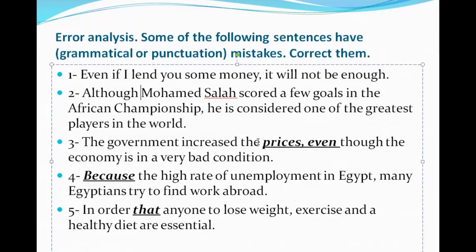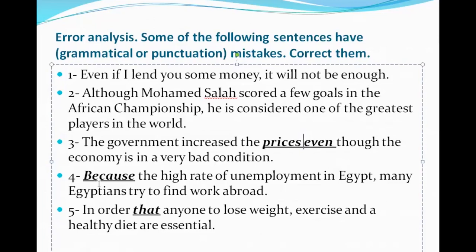Number 3, the government increased the prices, even though the economy is in a very bad condition. The mistake is related to the comma here. As we said before, when you have a subordinator in the middle of the sentence between the 2 clauses, you can't use a comma before it. The only exception is the word while if it means 2 contrasting ideas. So the comma needs to be removed, and now the sentence is grammatically correct.